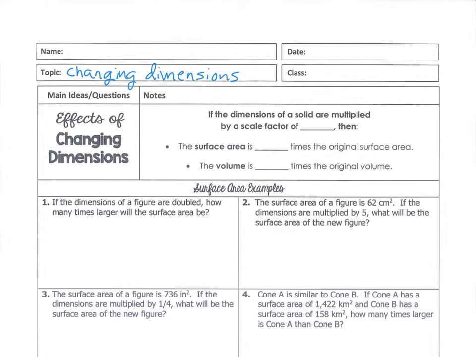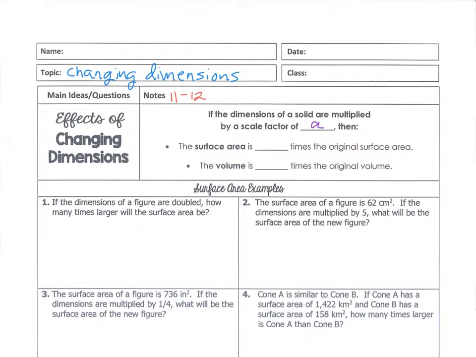And these are notes for 11-12. So if the dimensions of a solid are multiplied by a scale factor, we're just going to call it A. That's what we were working with yesterday. I could be multiplying by 2, I could be multiplying by a third. That's going to be your scale factor A.